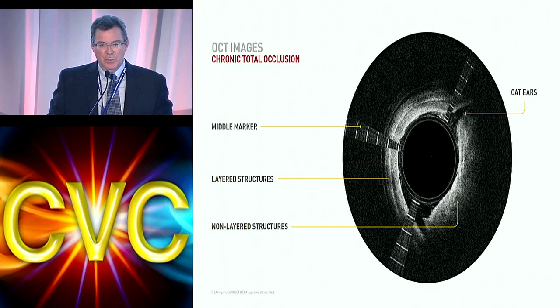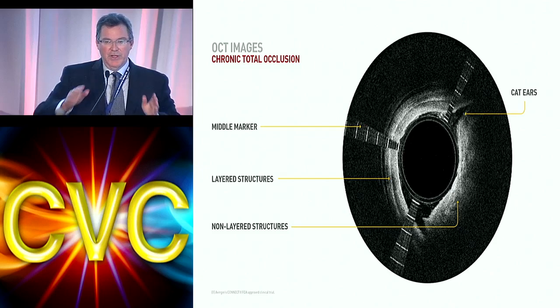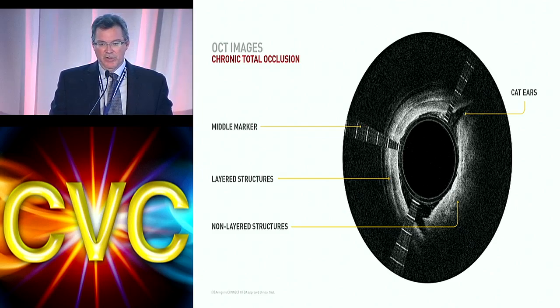And again, here are the OCT images that you see as you're going down through the vessel. You'll see what we call layered structures: medial and adventitial layers, internal elastic membrane. And you see what we call cat ears, where you're actually going through the layers, and it will release through those layered areas. And then you see the non-layered structures, which are going to be the diseased, focal areas.